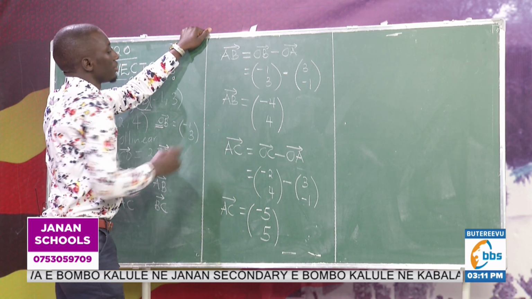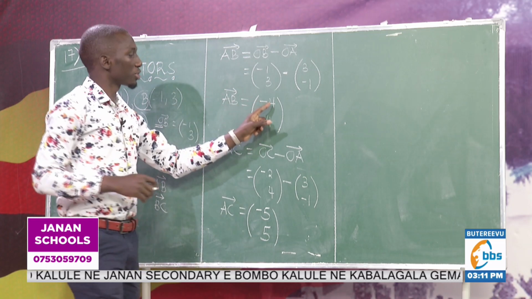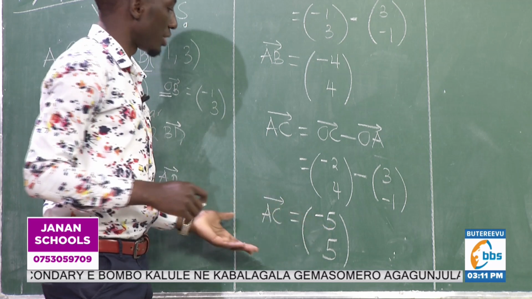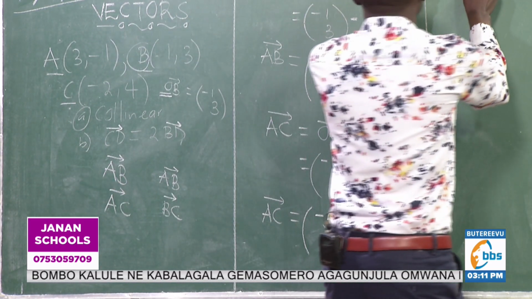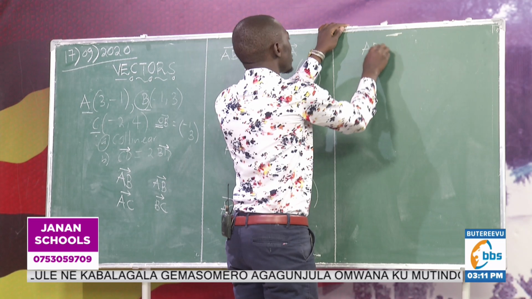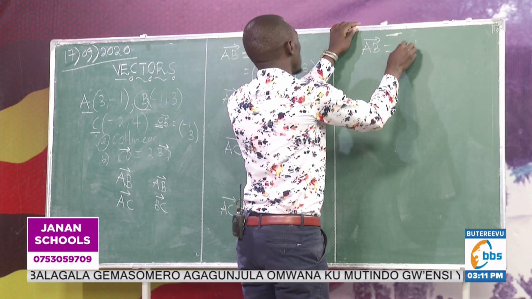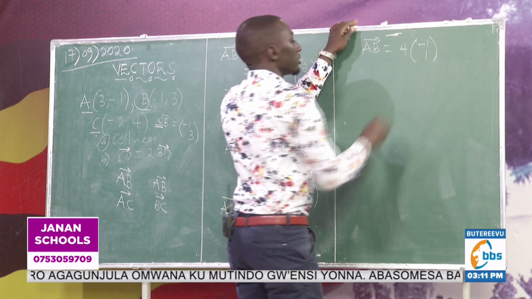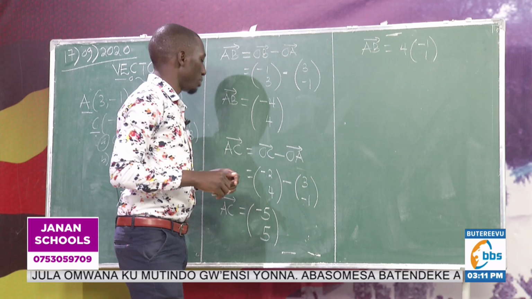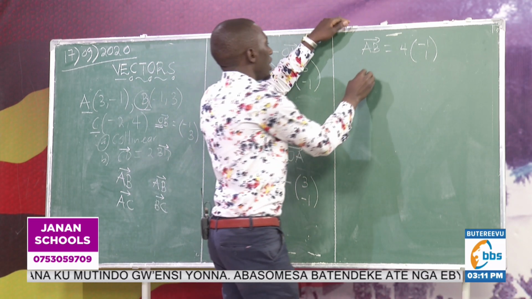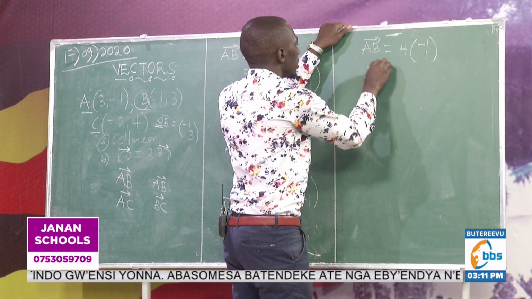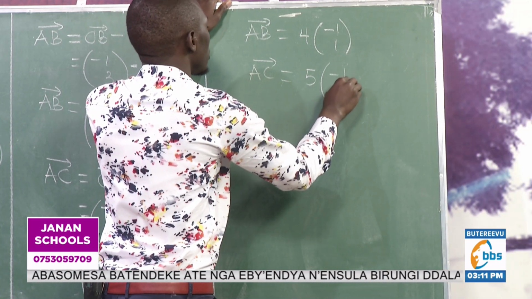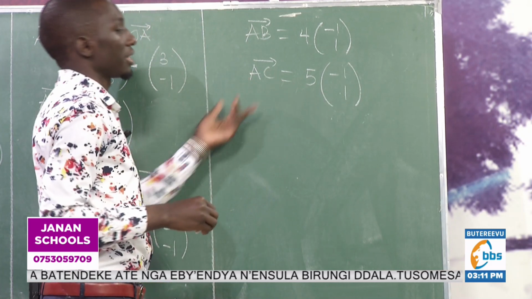For example, when I look at this one, I can factorize out the 4. Same thing I can do for SC, I can put the 4 outside. So when I look at what I have, I can say this is AB. AB can be equal to 4, and I have -1, 1. So that is my AB. Also for SC, I can say that my SC can still be equal to 5, this is -1, 1. Remember, when you multiply, you go back and get the same thing.